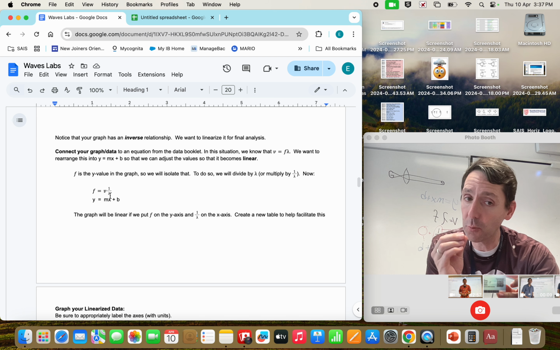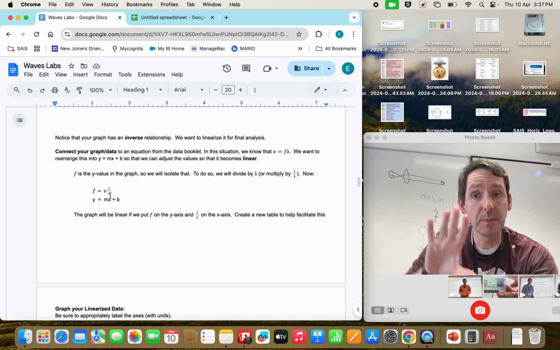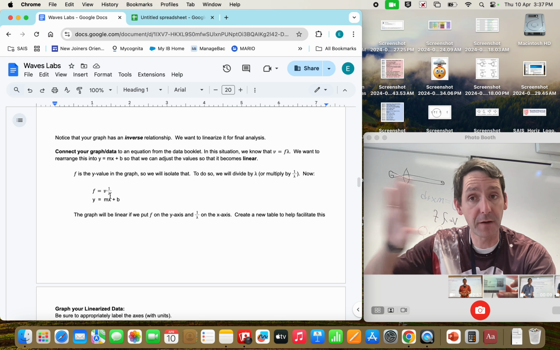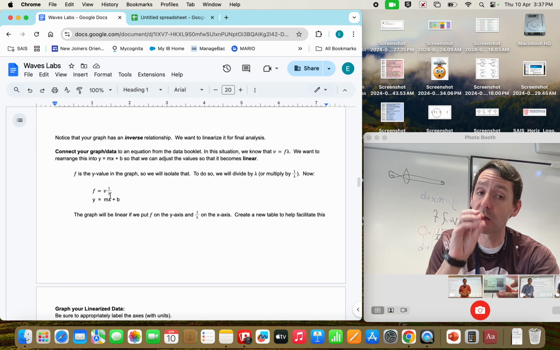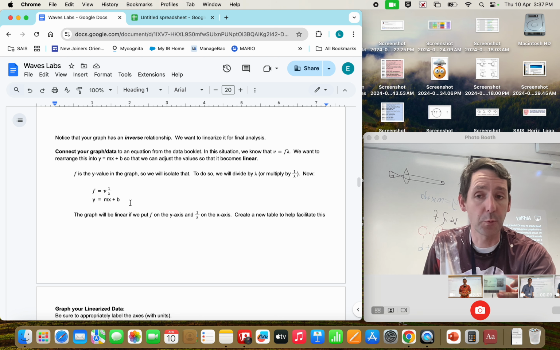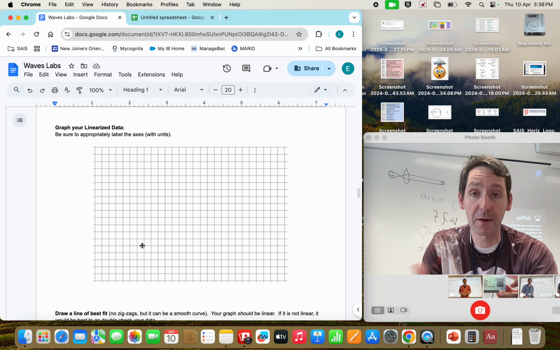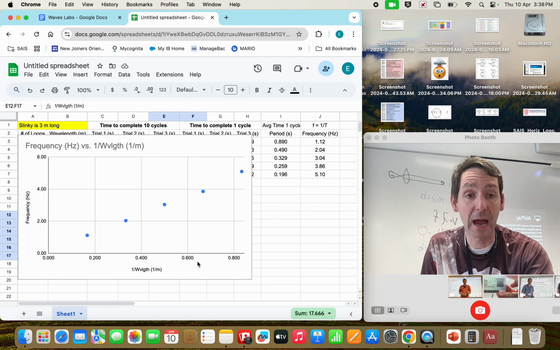Remember, when you're matching the y equals mx plus b, you want whatever's on the y-axis to be on the side by y, by itself, isolated. And then you want whatever's on the x-axis to be over on the other side so that it matches up with the m and the b. All right? So at this point, I've now graphed the linearized data. That's what I have here. This is a graph of the linearized data.